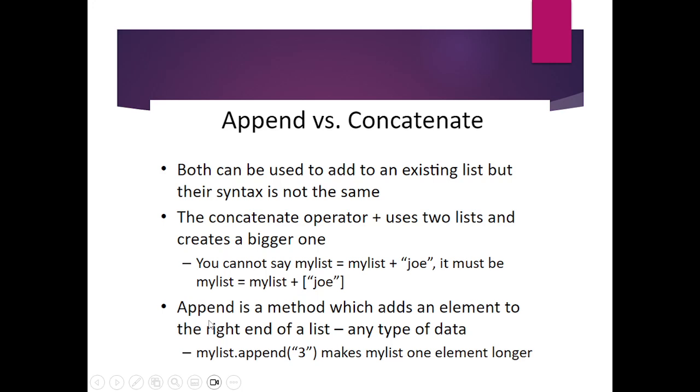Next we have append. It is a method which adds an element to the right end of a list, any type of data. For example, my list.append(3) makes my list one element longer. Once we append to our list, it adds to our elements, plus 1. Okay?